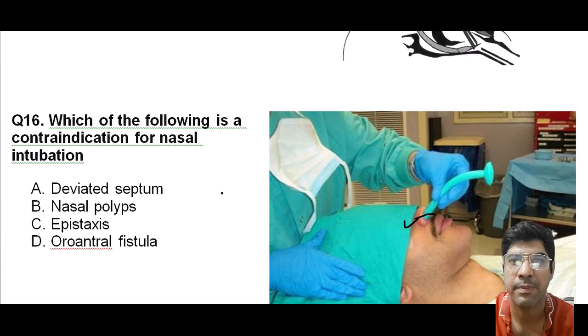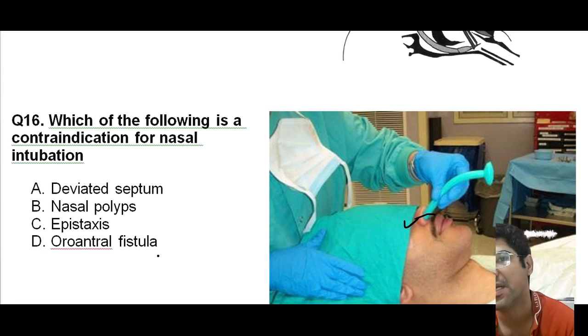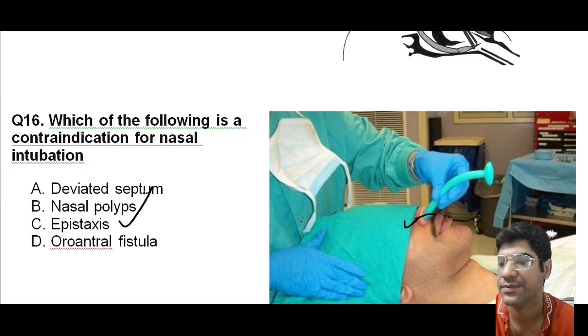Nasal polyps may obstruct the nasal passage and make nasal intubation more difficult, but they are not an absolute contraindication. A deviated septum can make nasal intubation more challenging, but it is not an absolute contraindication. An oroantral fistula, an abnormal connection between the mouth and maxillary sinus, may make nasal intubation more challenging, but it is not an absolute contraindication. So the answer is C, epistaxis.